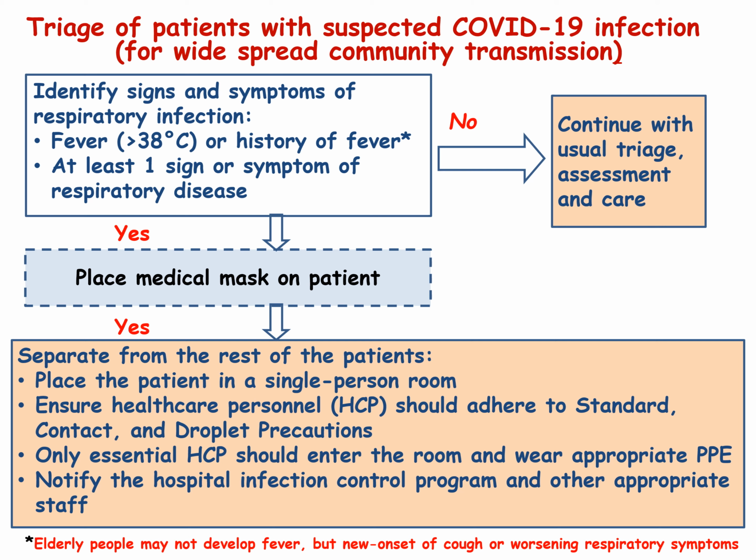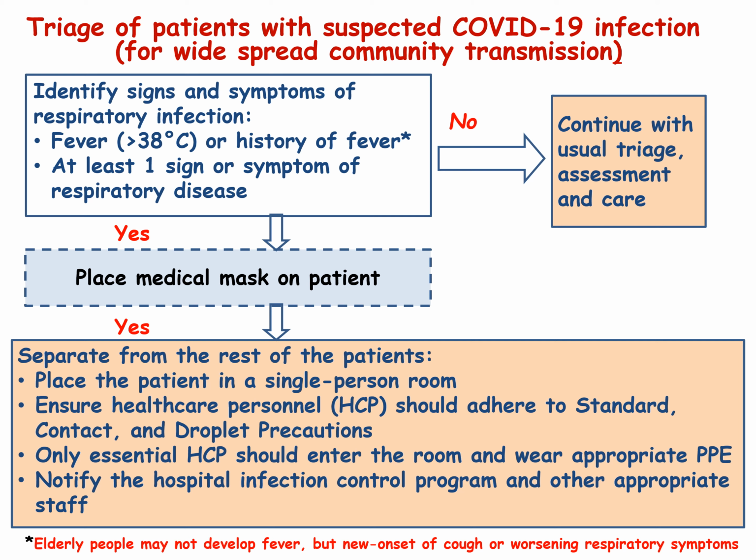This is the triage algorithm of patients with suspected COVID-19 infection for widespread community transmission. Same thing you'll have to do here. Identify signs and symptoms of respiratory infection, fever more than 38 degrees centigrade or history of fever. But in case of elderly people, they may not develop fever but new onset of cough or worsening respiratory symptoms and at least one sign or symptom of respiratory disease. If no, continue with usual triage assessment and care. If yes, place medical mask on patient, then proceed to separate from the rest of the patients.